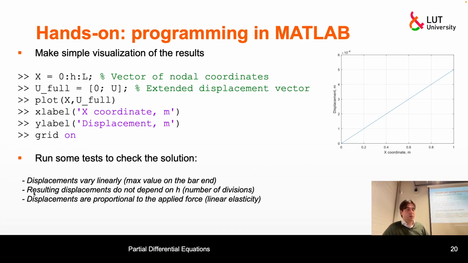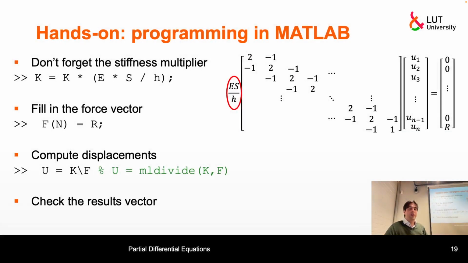Then what I would like you to do is to check that displacements are not dependent on h, the size of the distance between our nodes, because in the matrix you see that there is this h. But if we did everything correctly, it must somehow go away during our solution, because the dependence on h must be only in the accuracy of how we calculate derivatives.